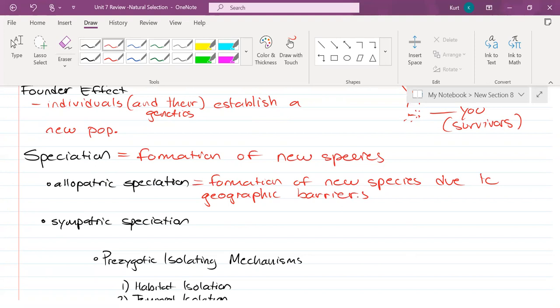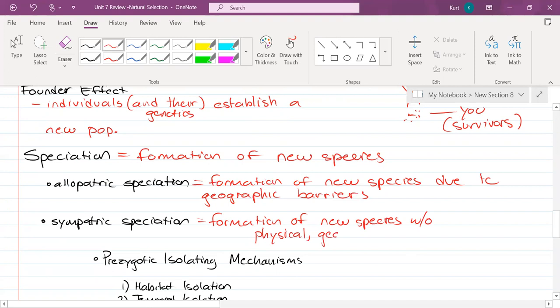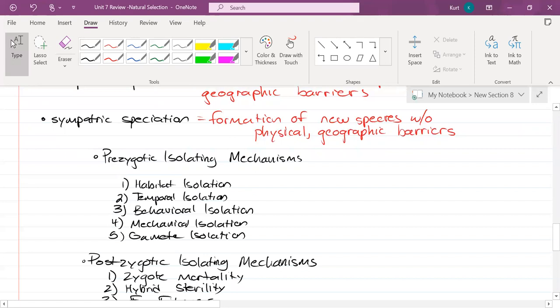Sympatric speciation is no geographic barrier. Formation of new species without physical geographic barriers. You're like, well, why are they evolving separately? Well, here's what we have. We have prezygotic and postzygotic isolating mechanisms. They live together. They live in the same environment. They're just not interested in each other.